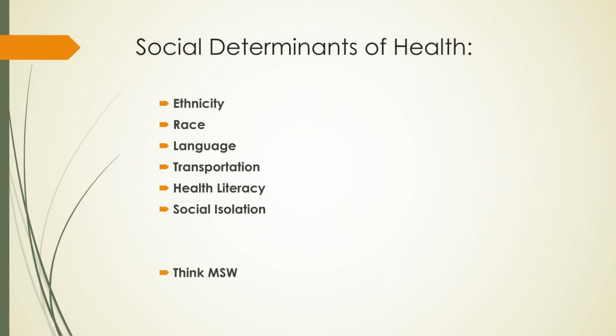Okay, so what are they? Ethnicity, race, language, transportation, health literacy, and social isolation. Those are the items that are going to be in the Oasis. And in this section, what we want to think about is social work. When you're answering these questions, just think about what it is that a social worker might be able to help with: some community resources, some long-term planning on things that the patients might need.